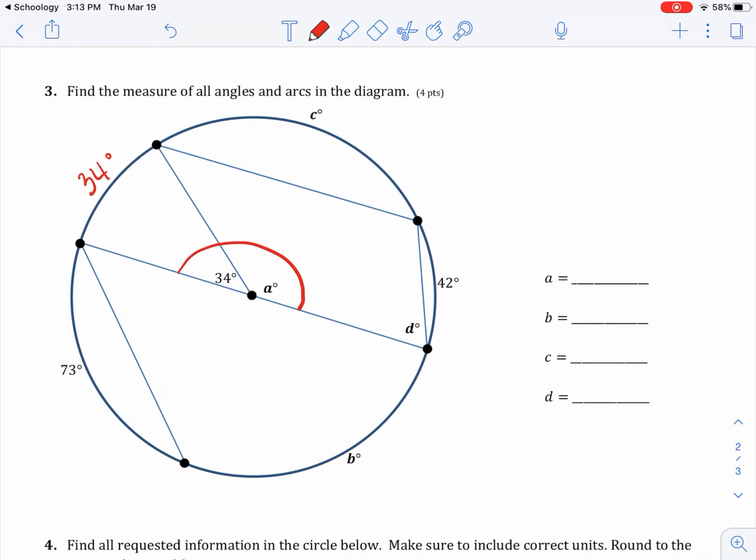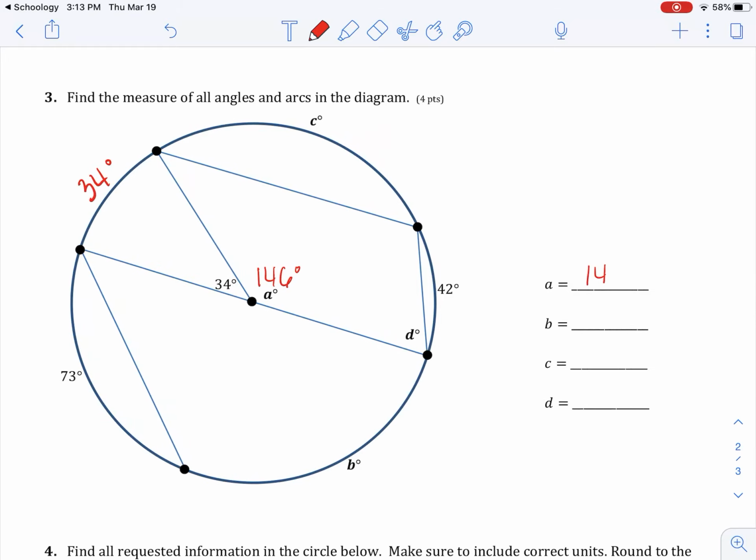All right, next one, I'm going to get angle A. Notice that this is a semicircle or a straight line, which is 180 degrees. So I'm going to do 180 minus 34, and I get that angle A is 146 degrees. It's also one of the things I'm looking for, so I can put right here 146 degrees.